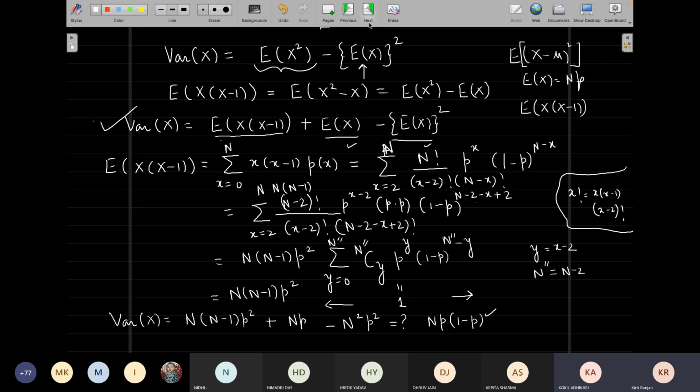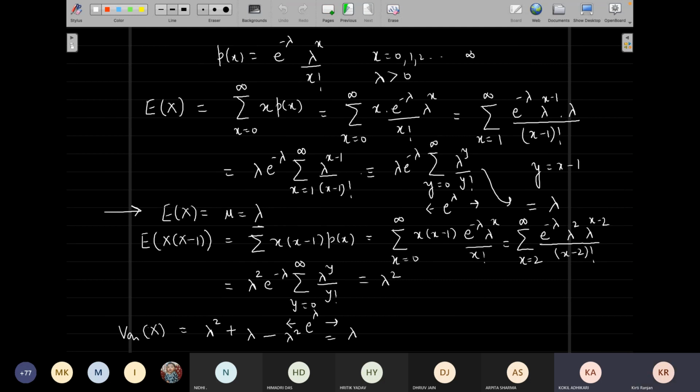So let's go back. And this is what I have written. The first term is what we have just now calculated, which is x into x minus 1, plus expectation value of x, which is coming from lambda, minus expectation value square, which is lambda square. So variance is also lambda. This is something very interesting about the Poisson distribution, that both the expectation value and the variance turn out to be lambda. What will be the standard deviation? Square root of lambda. Root lambda.